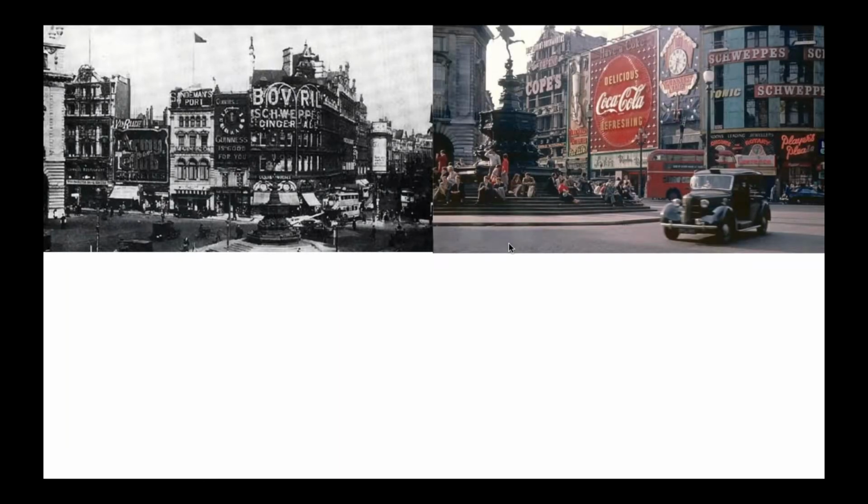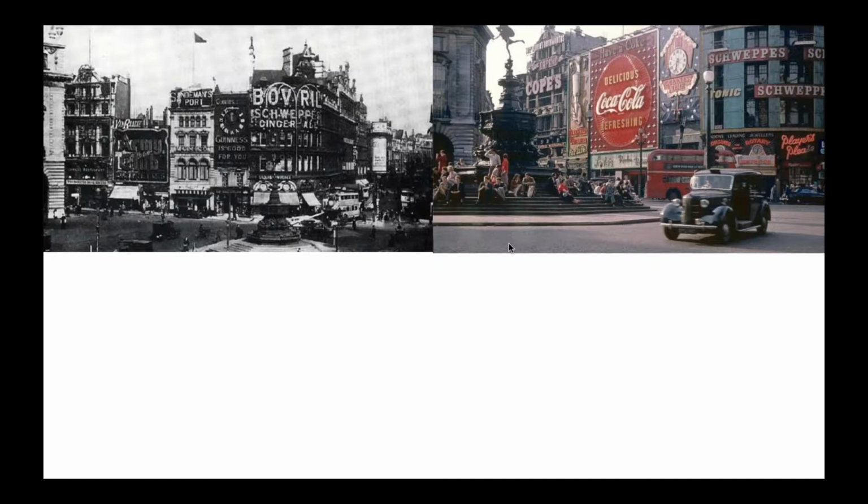Fast forward now to the early post-war period. And what you see there is, again, Piccadilly Circus. Obviously, it's a little bit refreshed. Some of the same brands are still there. The Guinness clock now actually works.